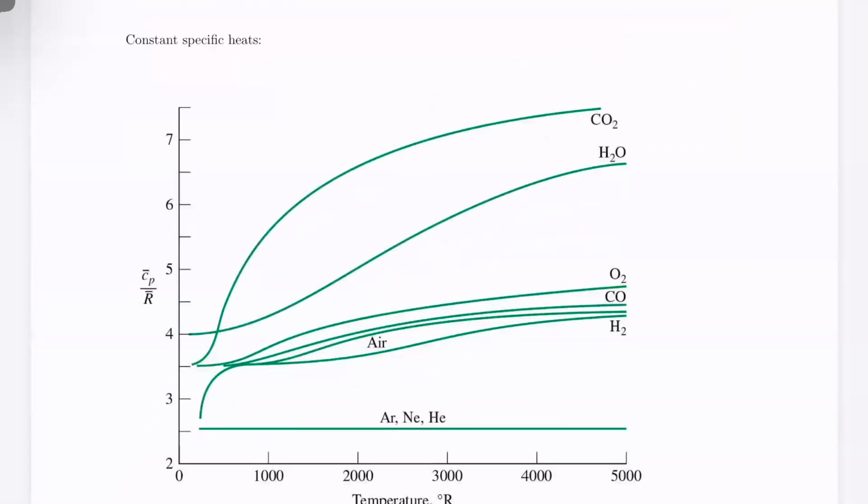Constant specific heats. This figure shows the variation of Cp with respect to temperature for a number of gases. So if you remember, Cp is equal to Cp bar over M. And then also we have Cp bar minus Cv bar is equal to Ru. I want to change this. This should be Ru, not R bar. All right.